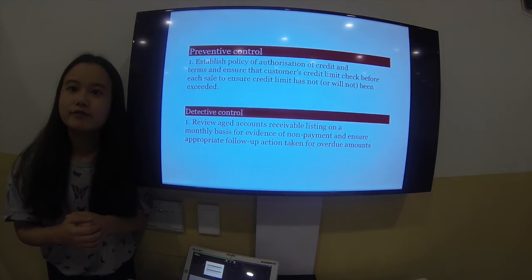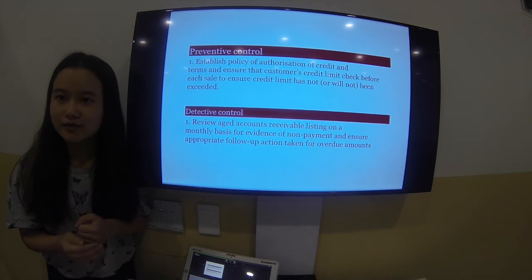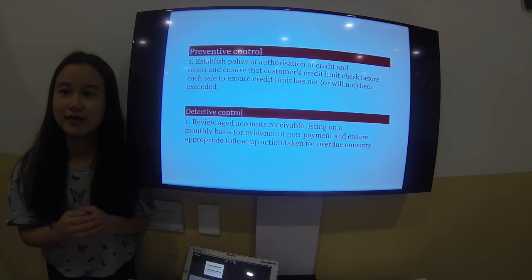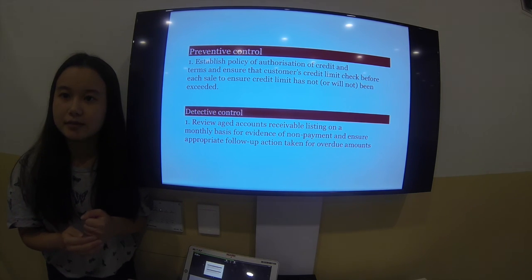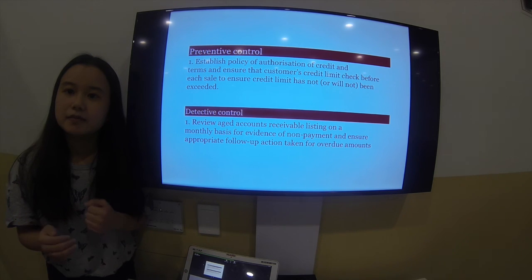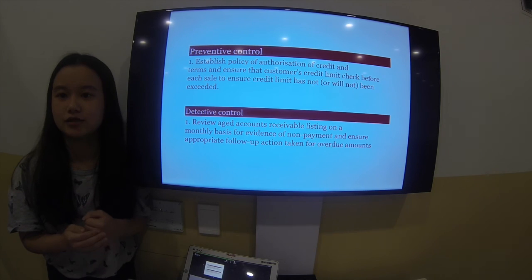My recommendation for a preventive control is to establish a policy of credit and terms to ensure that customers' credit limits are checked before each sale. The company should ensure customers' credit limits, and when customers purchase products on credit, records of these purchases should be clear and correct, and specific employees should be responsible for the following collection of payments.